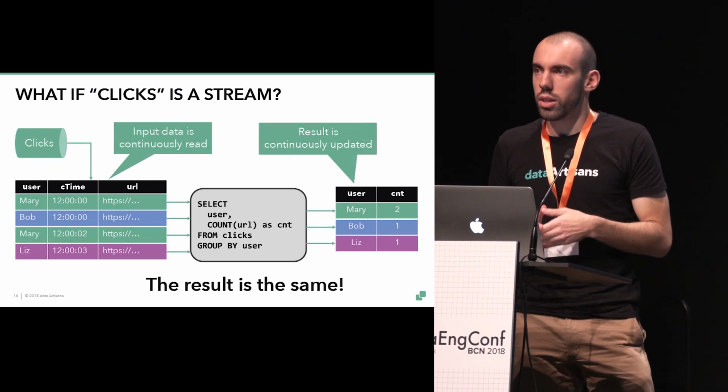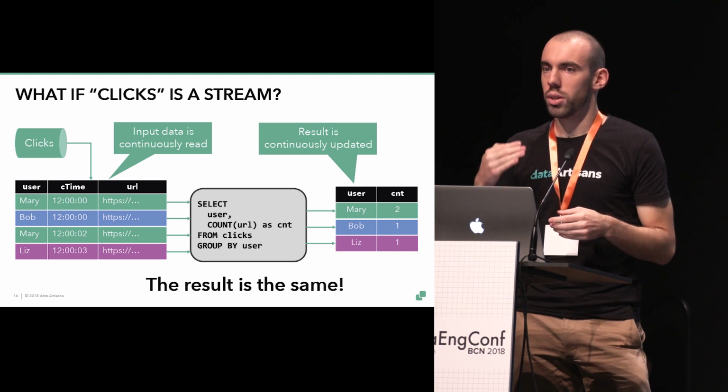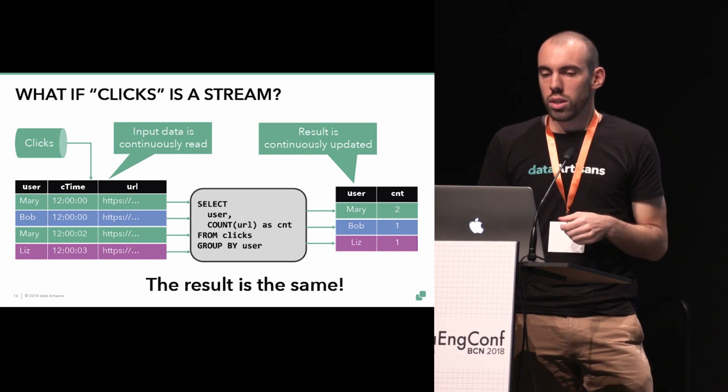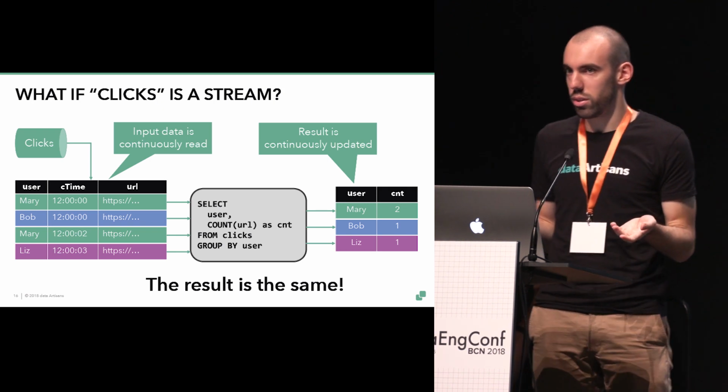How does it look in the streaming case? Usually the records are coming in row by row. So what happens is, at first our stream is empty, our table is empty.